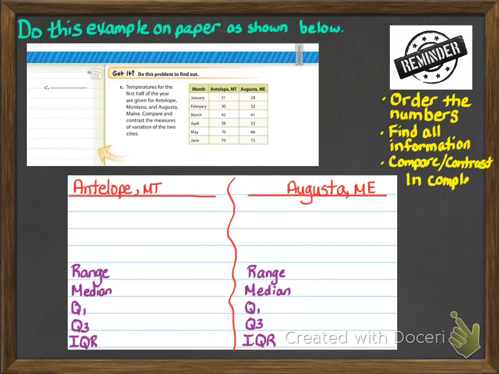So once you find all the information, which is the range, median, quartiles 1 and 3 and interquartile range, I want you to go ahead, and I didn't put it on here, but on the bottom of your piece of paper, you're going to compare and contrast them in a complete sentence.